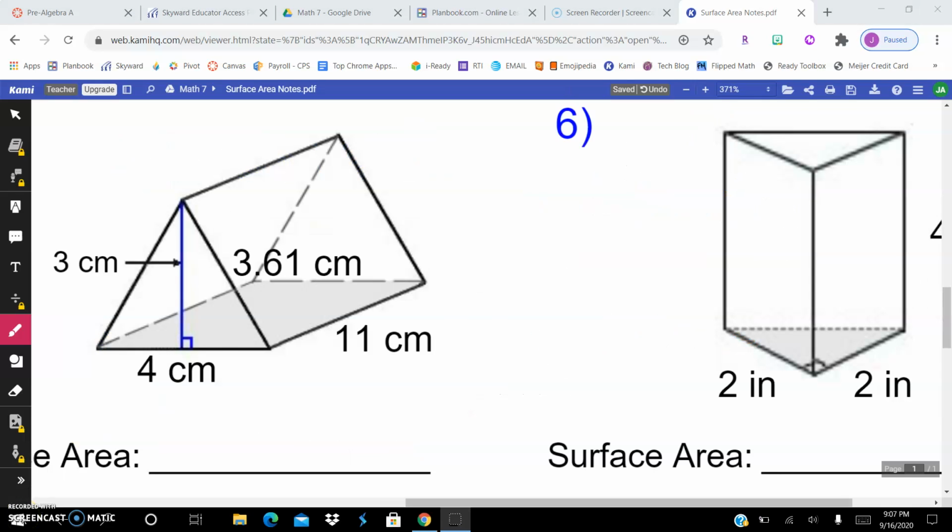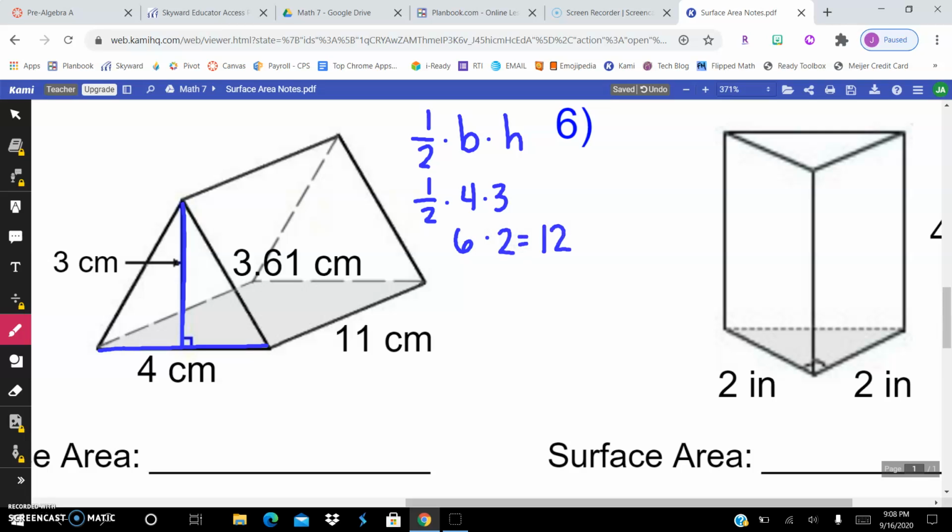Triangular prism, we are going to have to find the area of the triangle and then times that by 2 because the front and the back are both the same triangle. So the area formula for a triangle is 1/2 times base times height. The base of this triangle is 4 and it is 3 centimeters tall. So 1/2 times 4 times 3. 4 times 3 is 12. Half of that is 6. That is the area of one triangle. We have 2 triangles, so we have to times that by 2. So area of the triangles is 12.